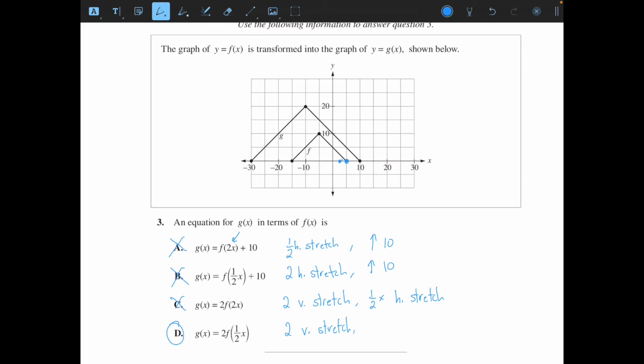And then it's a 1/2, or sorry, my bad. So it's the opposite. It's not a 1/2 stretch, it's a 2 times horizontal stretch, which makes it go from 5 times 2 to 10. And then the 2 times vertical stretch, once again, 2 times 0 is 0, so it stays in the right spot, which makes D the correct answer.